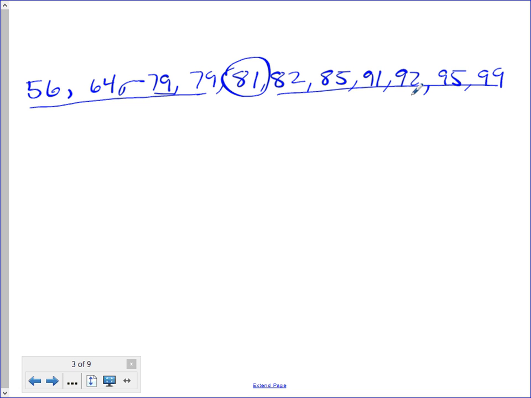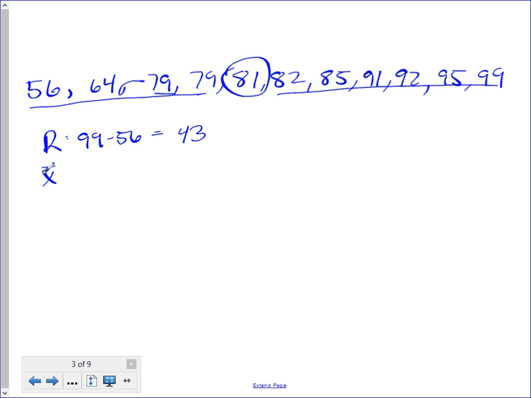Okay. So what else does it say on your paper? It says range. Can we do the range? Yeah, the range is 99 minus 56. I agree. 43. Put it in the box. We got median, we got mode. We need the mean.